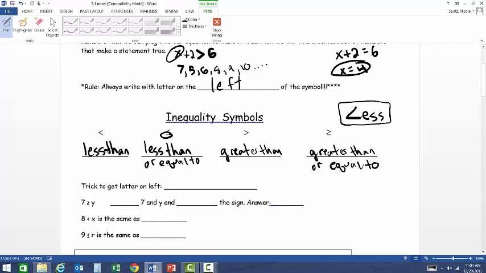Now there's a little trick I want to teach you to get the letter on the left, and I call it the swap, flip trick. If you look over here, I don't like this because my variable, my letter, is on the right side of the symbol. I want it to be on the left side. So what we're going to do is swap 7 and y. They're going to swap places, and we must flip the sign.